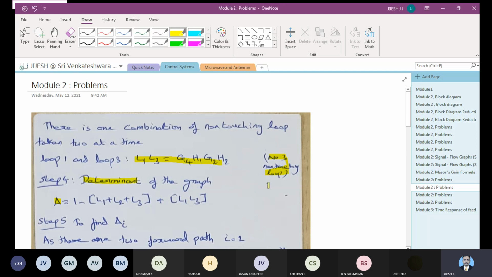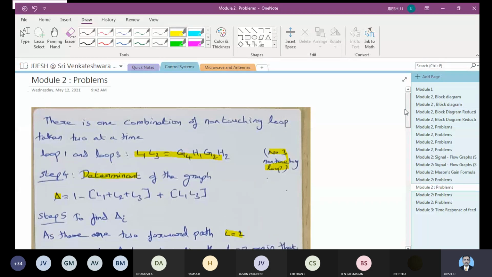So for delta I, how many forward paths are there? Two forward paths are there, so I is equal to 2. Further, how many will you have? You will have delta 1 and delta 2. I think I will help you out in this matter.